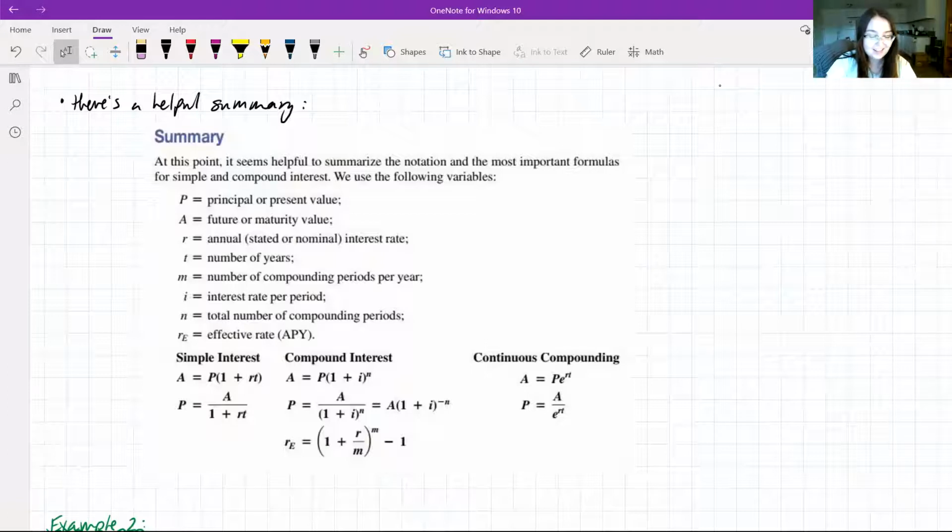Our simple interest is the equations below. We see if we can solve for either future value or present value. Under compound interest, we solve for, once again, our future value or our present value, or our effective rate, our APY. And then for continuous compounding, once again, we see we can solve for the future value or we can solve for the present value. So all these equations allow us to solve for present and future values for simple interest, compound interest, and continuous compounding, as well as our effective rate, APY. So this summary is definitely by far the most important thing just to remember, and just remember what you're trying to solve for.